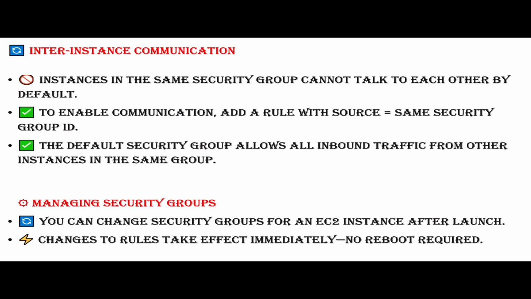Inter-instance communication. Instances in the same security group cannot talk to each other by default. To enable communication, add a rule with source as the same security group ID. The default security group allows all inbound traffic from other instances in the same group. Managing security groups. You can change security groups for an EC2 instance after launch. Changes to rules take effect immediately, no reboot required.